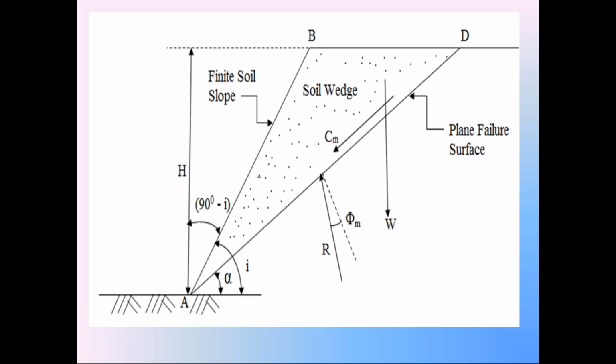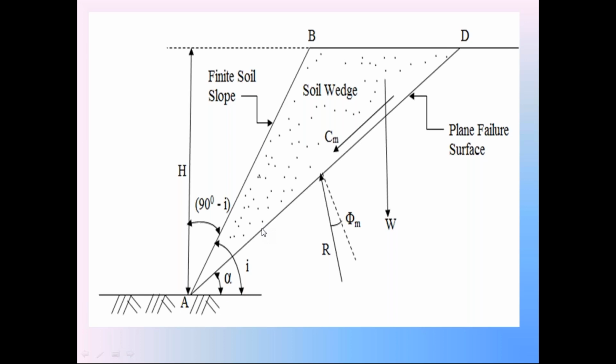So coming to this Kalman's procedure, check the diagram. In the diagram, we have the finite soil slope AB making the angle I with horizontal. Consider the failure surface AD in that soil slope. It is a plane failure surface AD, indicating the soil slope AB is subjected to wedge failure on this failure surface AD. Since this is a plane failure surface, it indicates the wedge failure of the soil slope AB.